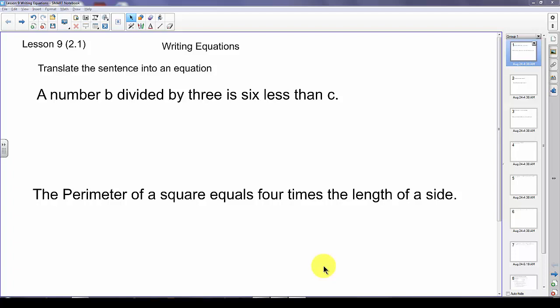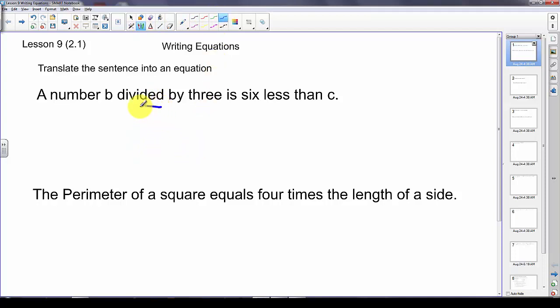In this lesson, we're going to continue discussing how to write equations based on verbal directions. So basically trying to solve a word problem or set up a word problem. What we want to do is translate these sentences into an equation. If we look at our first problem, we notice that it's a number b divided by 3 is 6 less than c. So let's identify the key words.